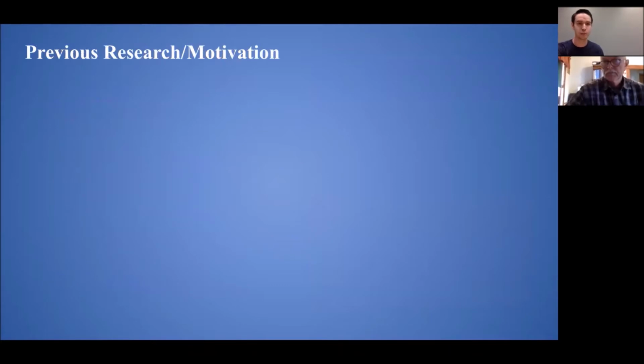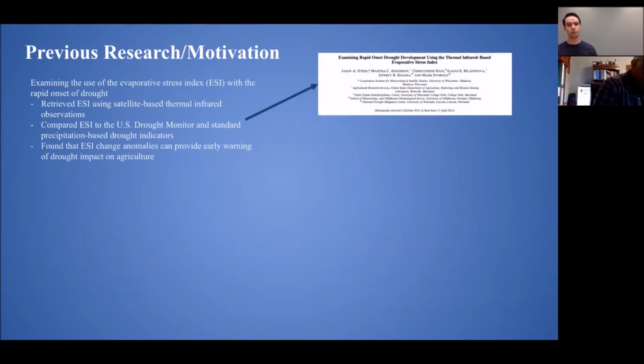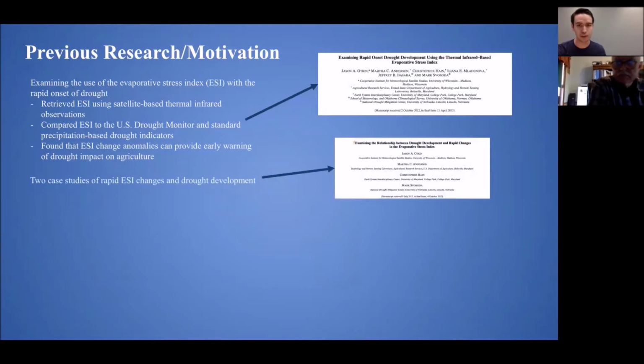Just to provide a little background in terms of the previous research and why this study was done: there's been a study done by Otkin et al., who initially looked at something called the evaporative stress index. For their study, they specifically looked at the evaporative stress index as derived from satellite-based thermal infrared observations. They compared ESI to the Drought Monitor and SPI, other precipitation-based indicators, and found that the ESI change, specifically the change in ESI anomalies, can provide an early warning for drought. A couple of case studies were also done by them in another paper, once again looking at rapid ESI changes and the relationship to drought development.